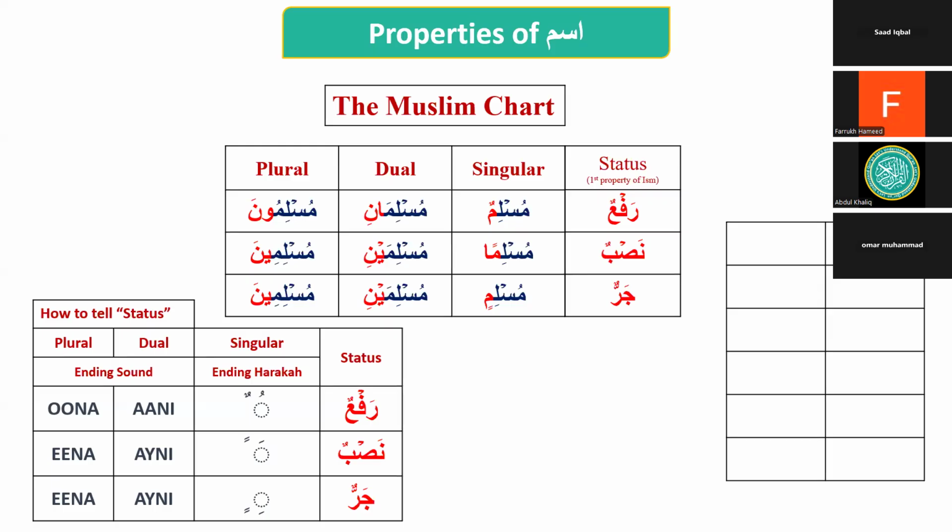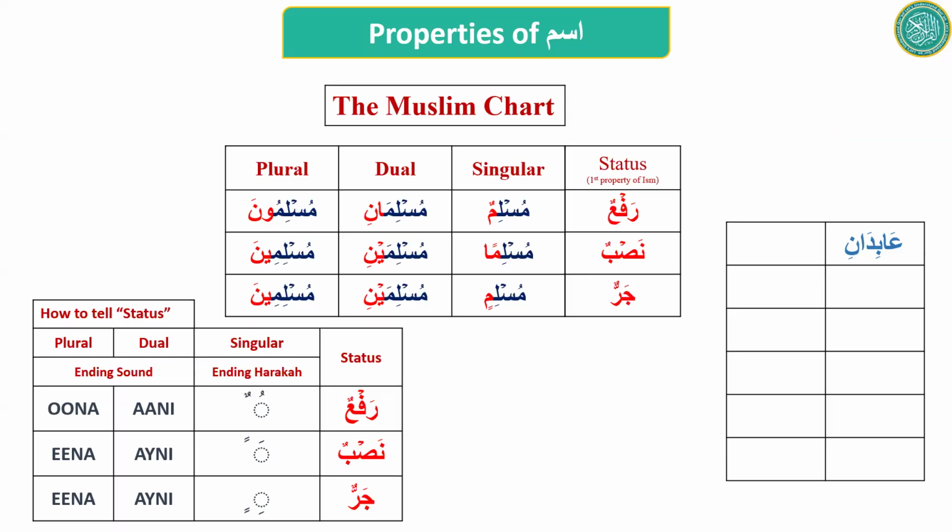Abidani, it ends with an ani sound, so it's Rafa status. No, go work with me, Saad. What's the meaning of abidani? Abidani is two worshippers. How do you know it is two? Because ani ends in the dual category. Yeah, the ani sound tells me it is a dual. Two worshippers. What is the status of this? Rafa, nasab, or jar? Rafa. Why? Because the ending sound is ani. So therefore, its status is Rafa. Good. Thank you, Saad.